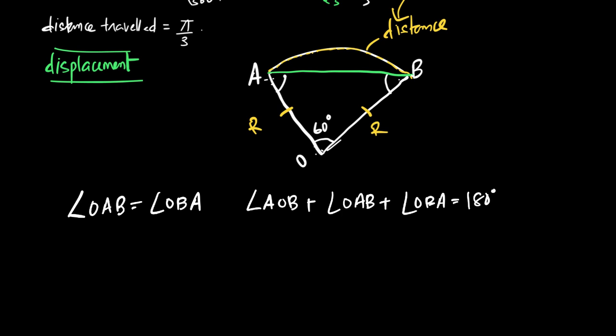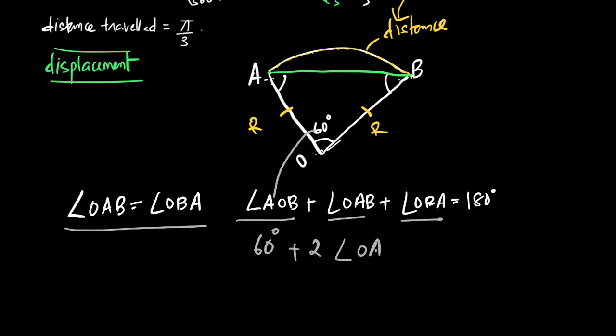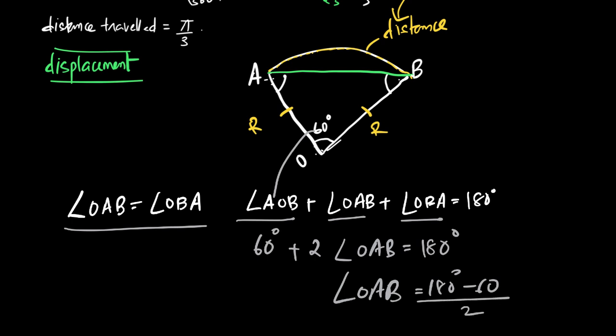So if you write this further, what is angle AOB? It is given as 60 degrees, plus OAB and OBA are equal because we just proved it here. So we can write this as 2 angle OAB is equal to 180 minus 60. Therefore, what would be angle OAB equal to? That will be equal to 180 minus 60, the whole upon 2. Therefore, we can say that angle OAB is equal to 60 degrees, right? Which is basically 120 by 2.